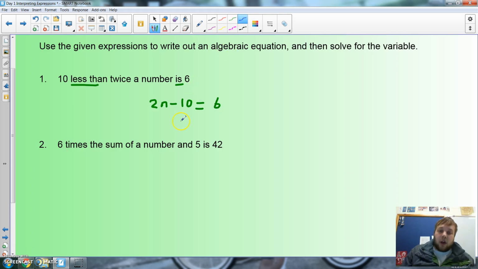Okay, let's solve this out. Add 10, right? See? So I got 2n equals 16. All right. If I divide by 2, n equals 8. All right. So you see, we're going to have to do a little bit of this.